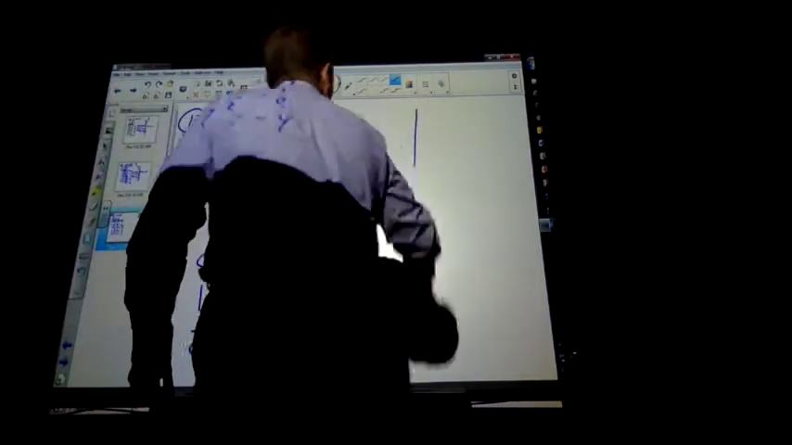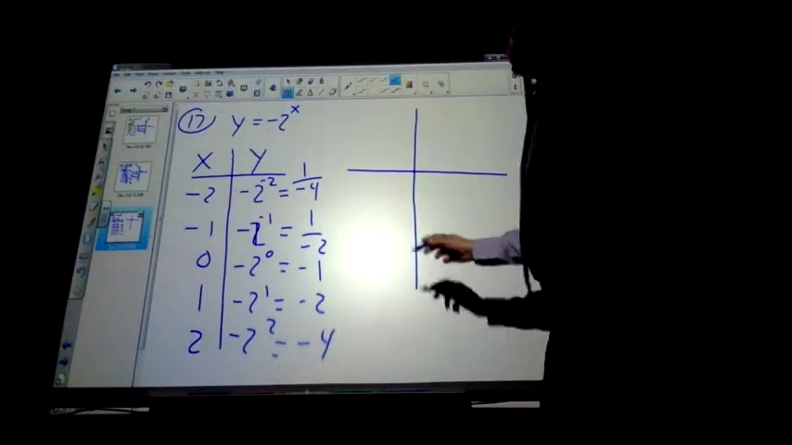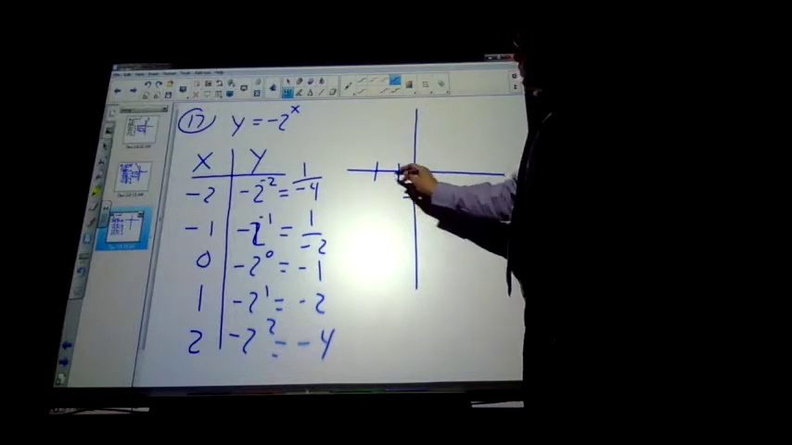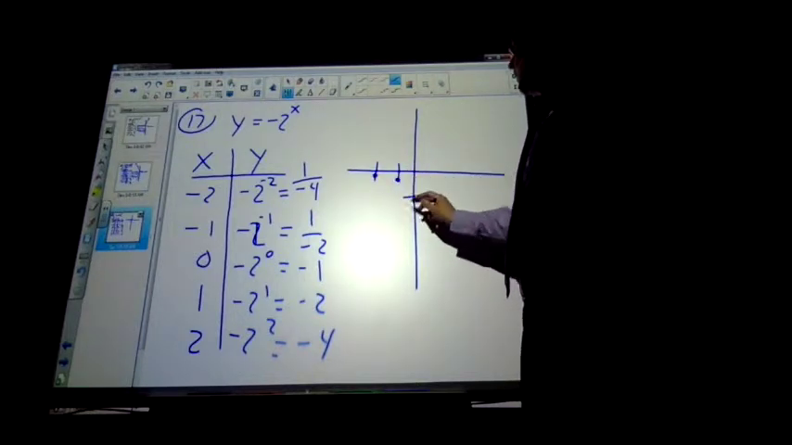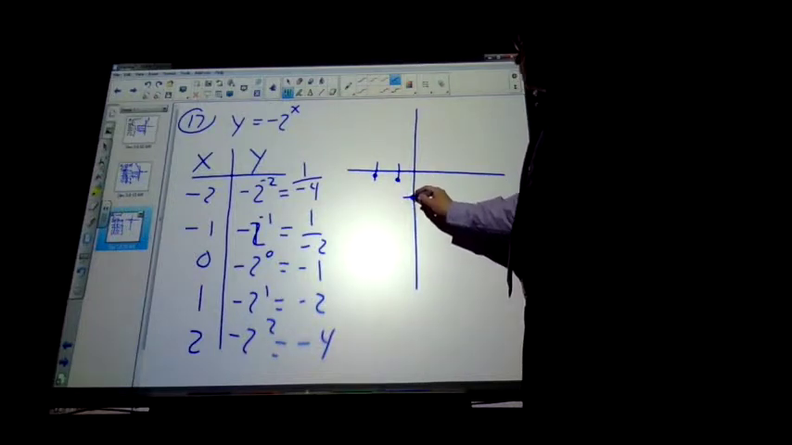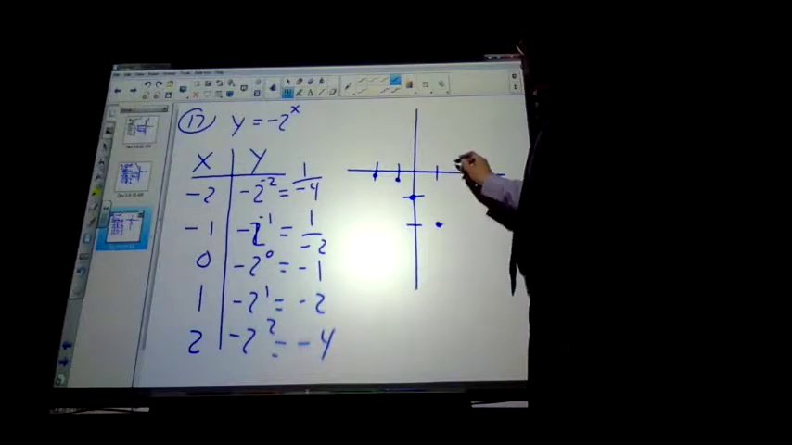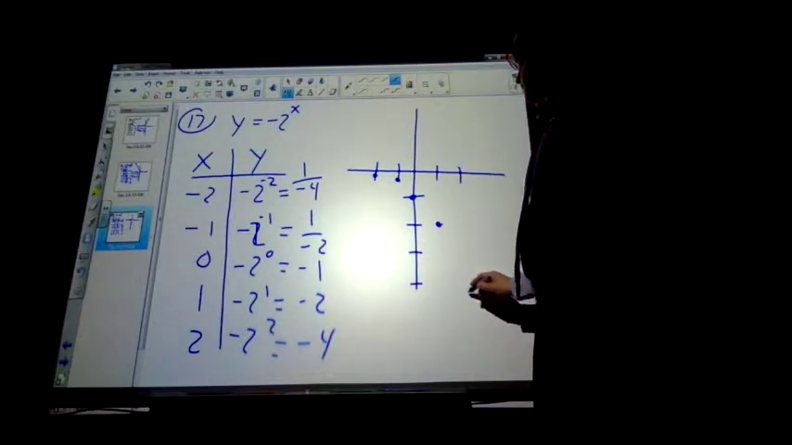All right, so let's take a look at what this graph is going to do. At negative 2, I'm at negative 1/4, so I'm here. At negative 1, I'm at negative 1/2, I'm here. At 0, I'm at negative 1. At 1, I'm at negative 2. And at 2, I'm at negative 4.